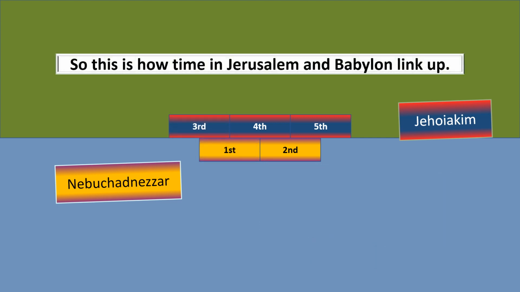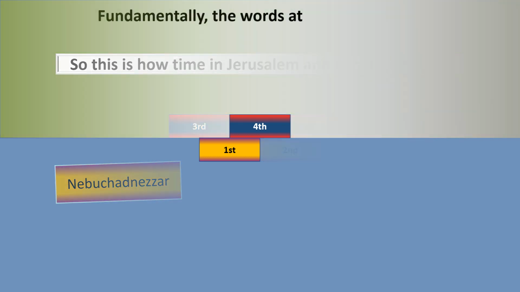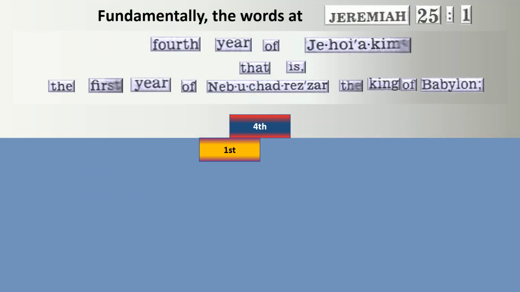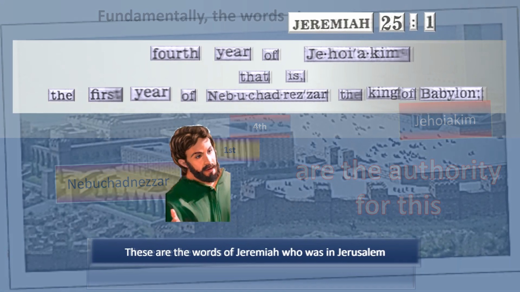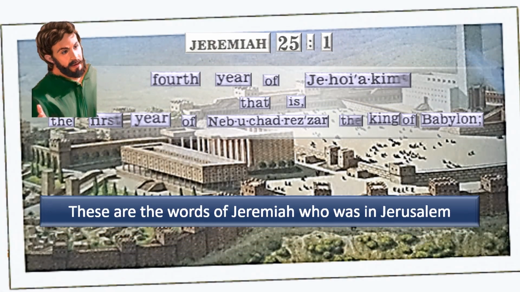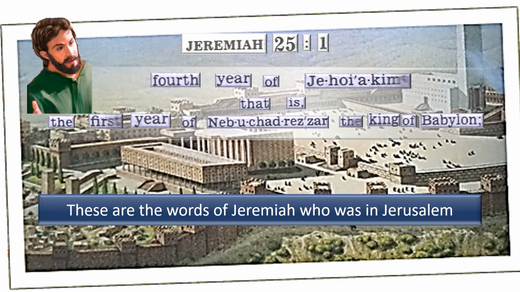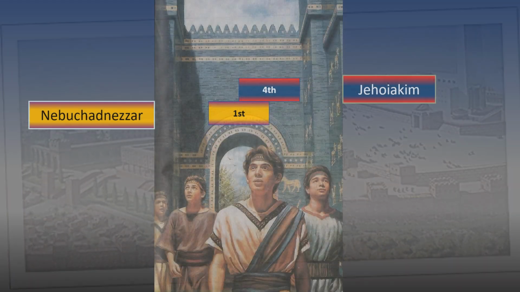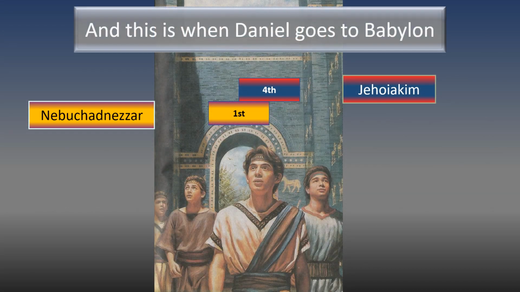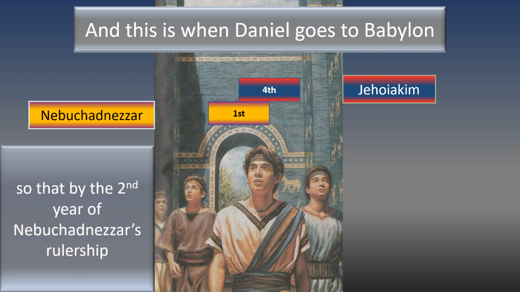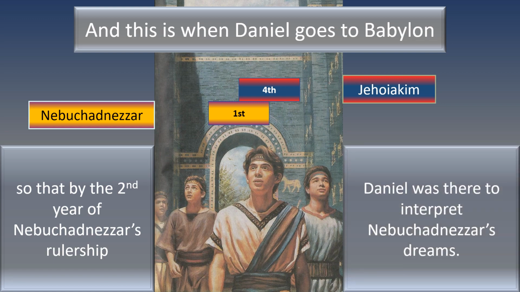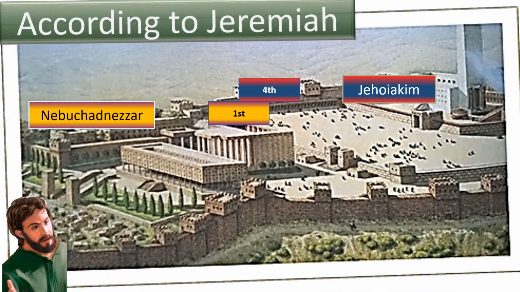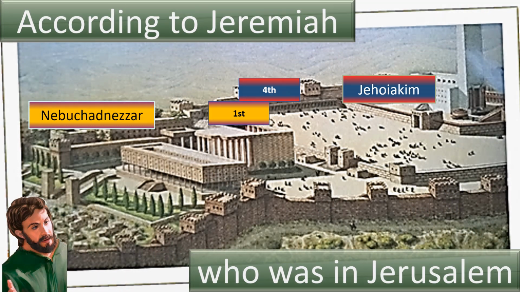So this is how time in Jerusalem and Babylon link up. And fundamentally, the words at Jeremiah 25:1 are the authority for this. And these are the words of Jeremiah, who was in Jerusalem or thereabouts. And this is when Daniel goes to Babylon, so that by the 2nd year of Nebuchadnezzar's rulership, Daniel was there to interpret Nebuchadnezzar's dreams, according to Jeremiah, who was in Jerusalem.